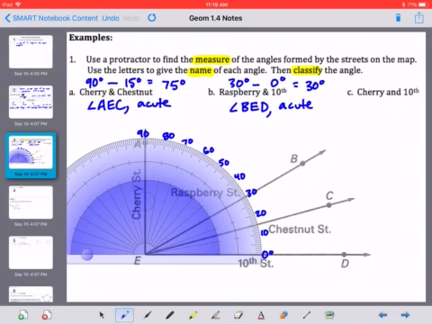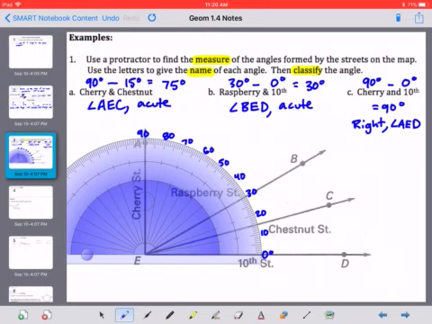And last but not least, Cherry and 10th. Cherry Street goes through 90 degrees. 10th is 0 degrees, so that would be a 90 degree angle, which remember is called a right angle. Then let's name it. Cherry Street goes through A, and the vertex is at E. 10th Street goes through point D.